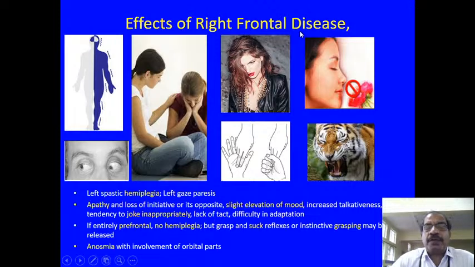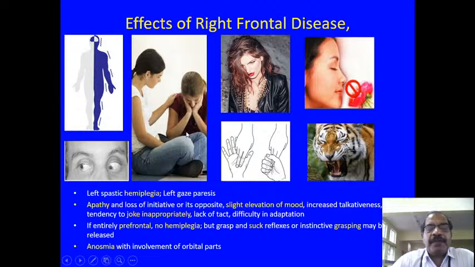Right frontal lobe has got motor cortex, premotor cortex, and also cingulate gyrus, prefrontal part of the frontal lobe. So if the right motor cortex is gone, there will be left side hemiplegia. And also because the right side frontal eye field is not working, it will not be able to move the eye to the left side. So there will be left side conjugate gaze palsy.